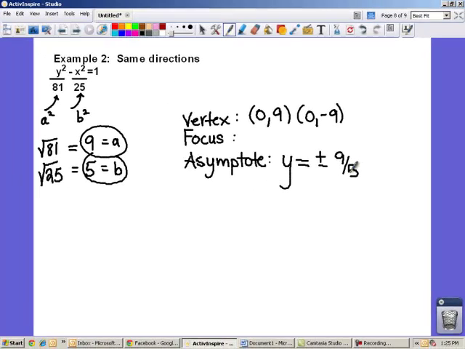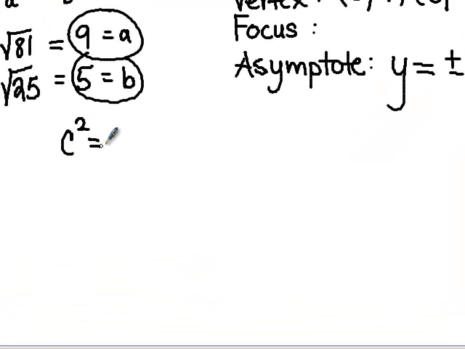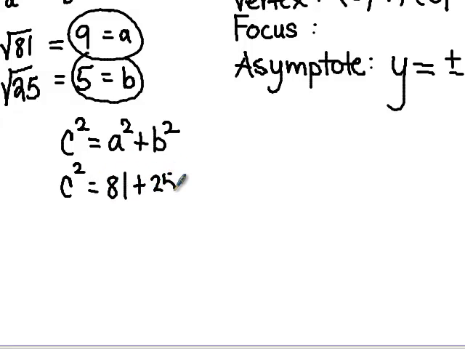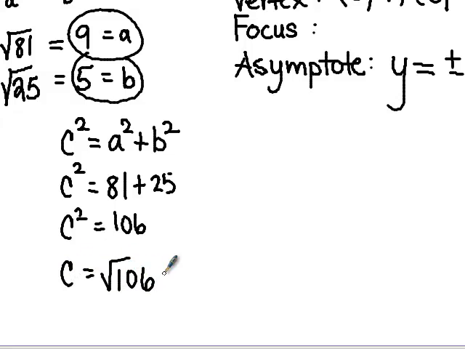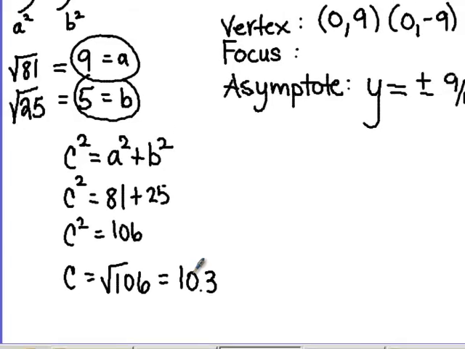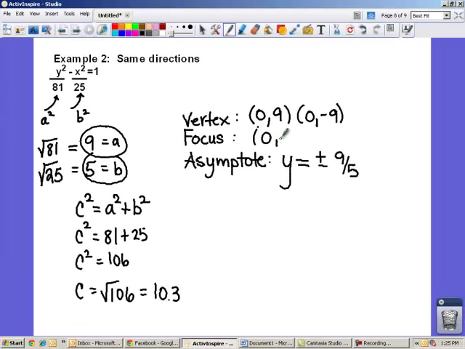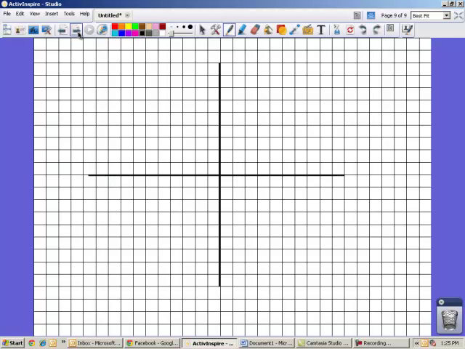And now the only thing left is the focus. So we're going to do c squared equals a squared plus b squared. So we have c squared equals 81 plus 25. And when I add those up, I get 106. And I need to take the square root. So once I do that, I get 10.3. And that's my c. So the focus is going to be 0, 10.3, and 0, negative 10.3. And we're ready to graph.